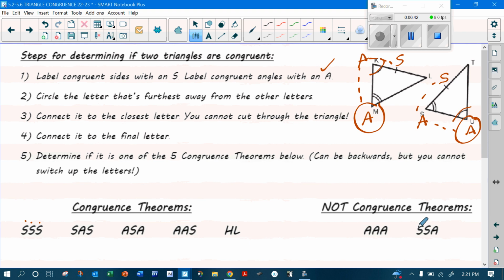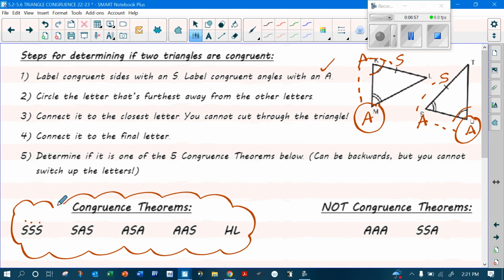So angle, side, side does not work. It's called the donkey theorem, just in case you were wondering. There's no such thing, okay? So these are the only ones that work, okay? They have to go in this order, okay? Not these. These are a big fat no, okay? So these two triangles here, this would be angle, angle, side. So it would be this reason right here.